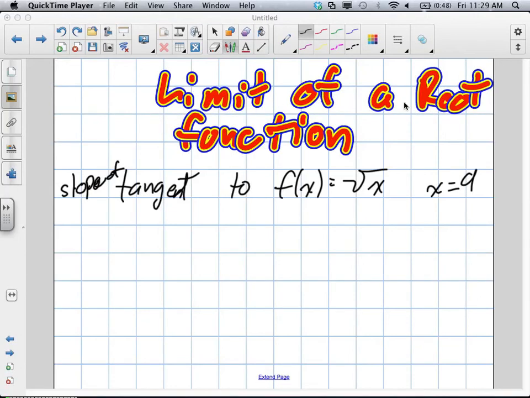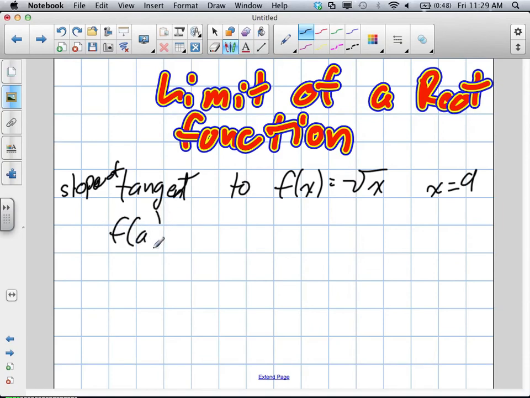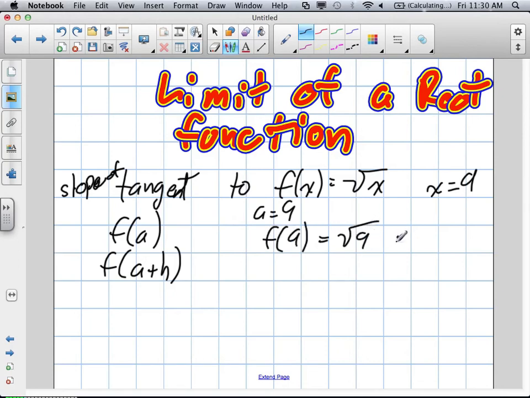Okay, limit of a root function. Again, we're finding the slope of the tangent to f at x when it's root x at the point 9. Okay, so quickly, what I'm going to solve is my f at a and f at a plus h. We know our a in this case is the number 9, so our function at 9 is equal to root 9, which is 3, and our function at 9 plus h is equal to the root of 9 plus h. Okay, so we have those two there.